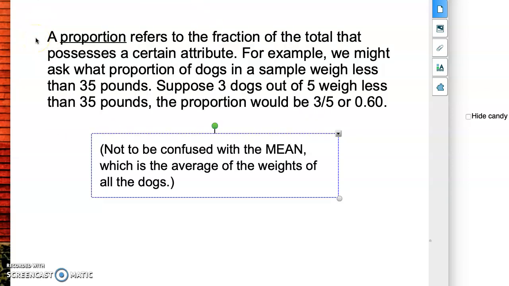Recall, a proportion refers to the fraction of the total that possesses a certain attribute. Here's a different example. We might ask what proportion of dogs in a sample weigh less than 35 pounds. Suppose on average 3 dogs out of 5 weigh less than 35 pounds. The population proportion then would be 3/5 or 0.6. This is not to be confused with the mean, which would be the average weight of all the dogs.